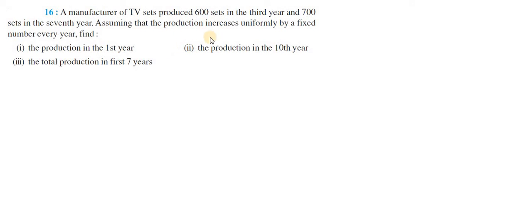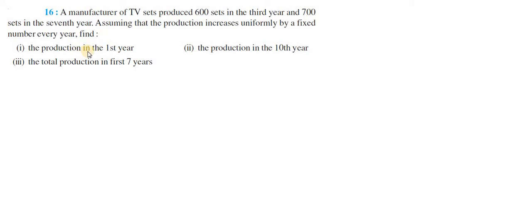Assuming that the production increases uniformly at a fixed rate every year, find the production in the first year, production in the 10th year, and total production in the 7th year. Okay. So how to find now here? They told that the production is increasing uniformly. So first year, second year, third year, the production is increasing uniformly. If it is increasing uniformly, we know that it forms an AP.